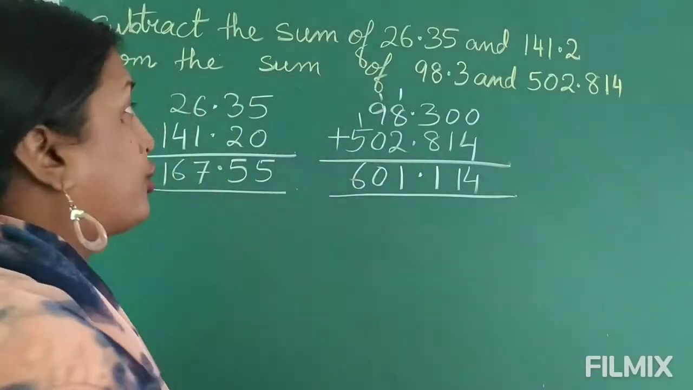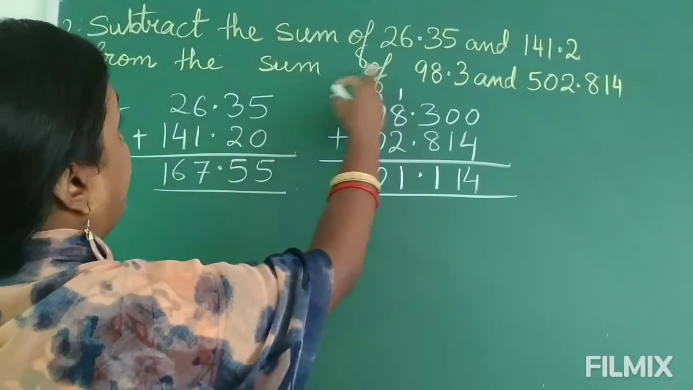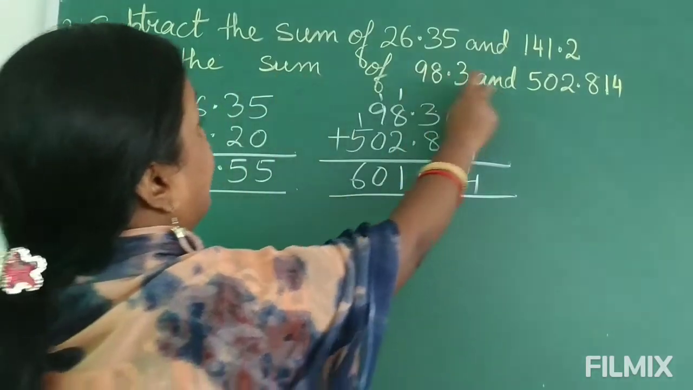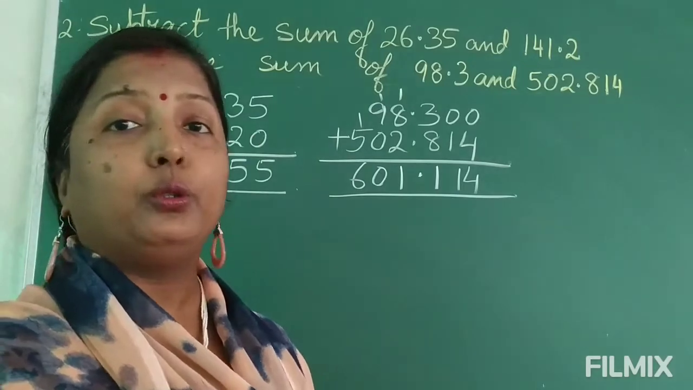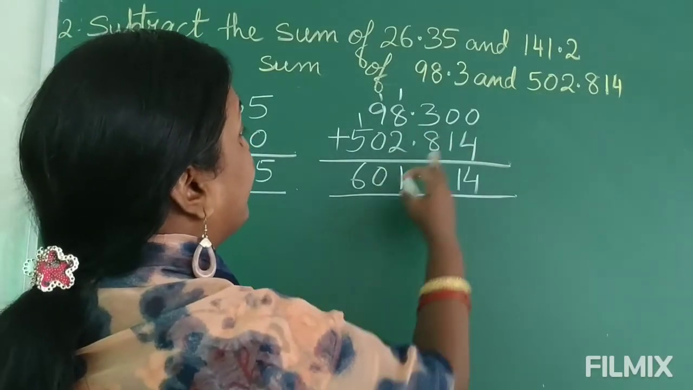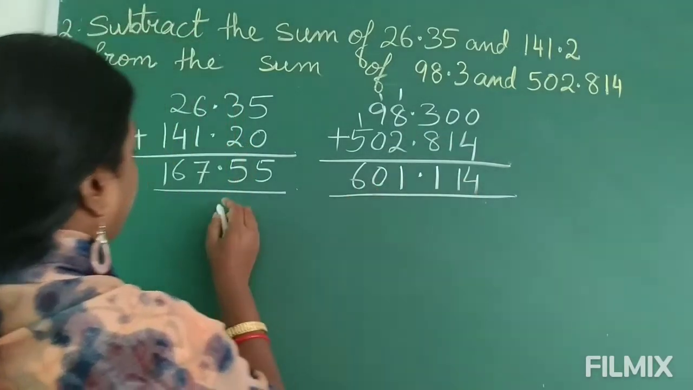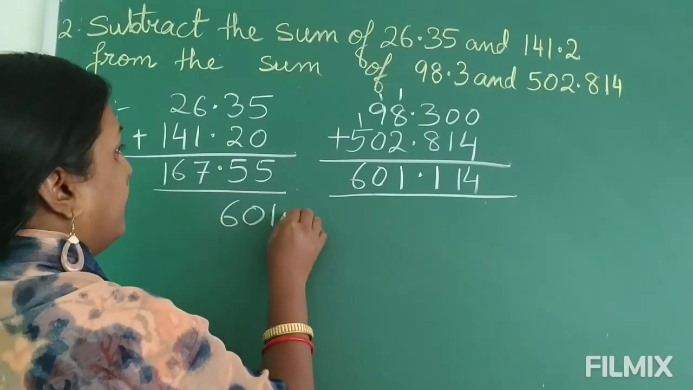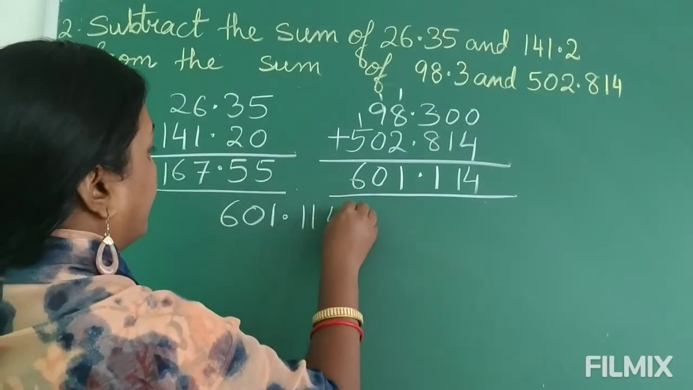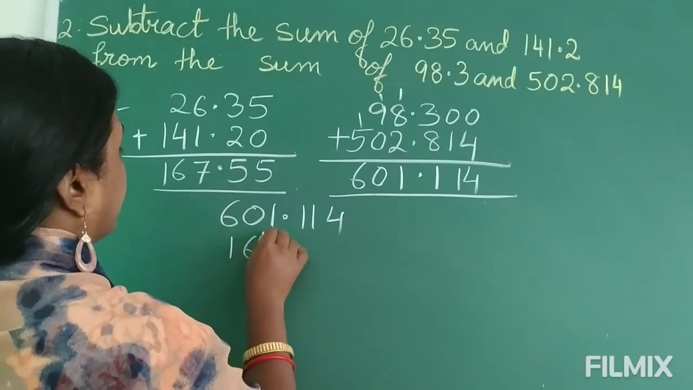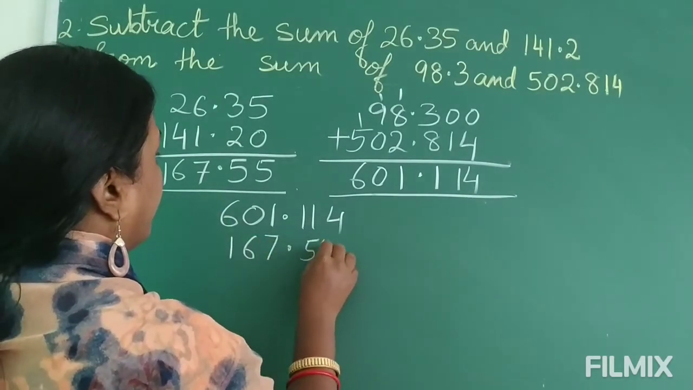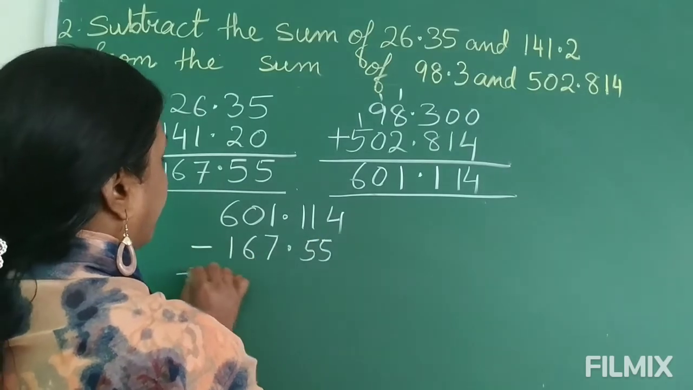So let us see in the question. From the sum of means after from is the sum of these two numbers, 98.3 and 502.814. So this is after from, so you write this first: 601.114 minus the sum of this, 167.55. You have to subtract.